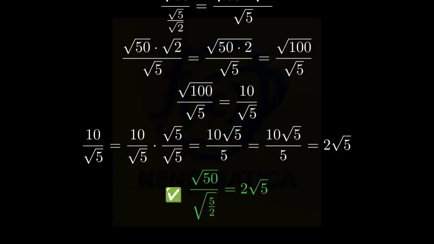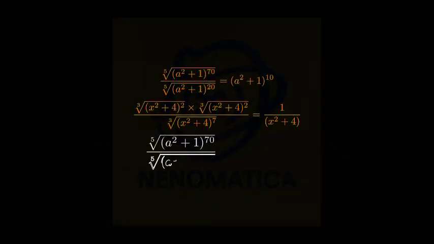Rationalizing the denominator by multiplying both numerator and denominator by the square root of 5, we get 10 times the square root of 5 over 5, which simplifies to 2 times the square root of 5. So the answer is 2 times the square root of 5. Let's start with our first problem.